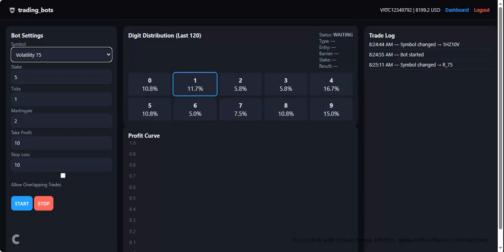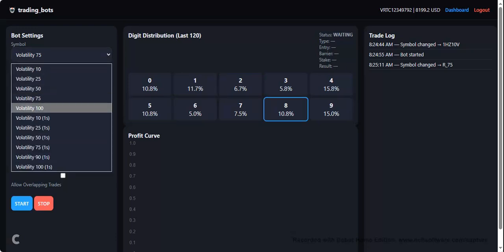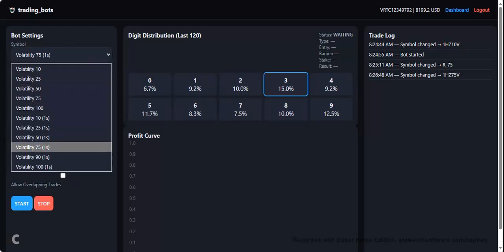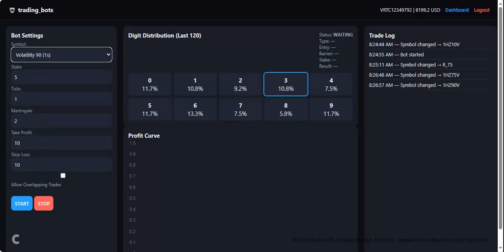Once a measurable bias is detected, the system immediately executes either an Over 2 or Under 7 contract. Its speed reaction execution engine ensures that entries occur with minimal delay, which is critical when trading 1-second volatility indices where market conditions shift rapidly.